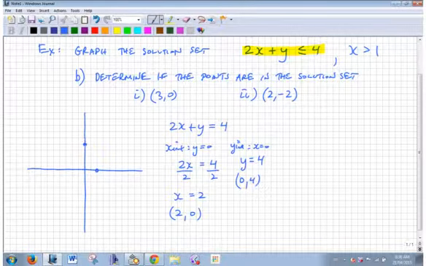Got 2 points. I can make a line. Do I want it to be dashed or solid? Solid. Yeah, it's got an equal there. Okay? So big, not just from here to here, people, but across the whole graph. Do that line.